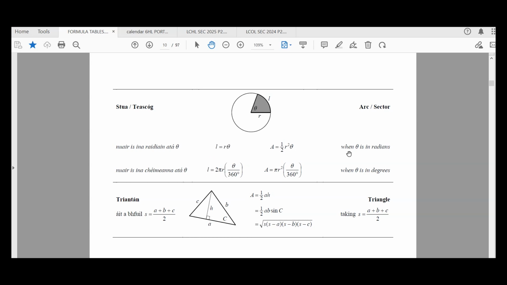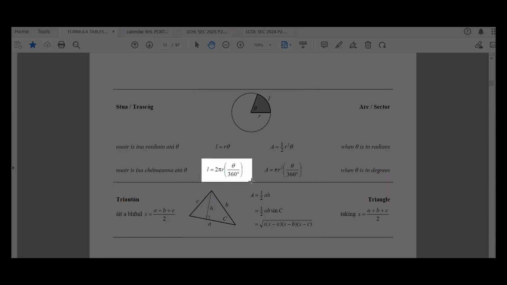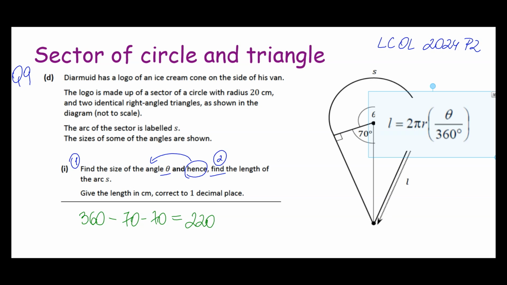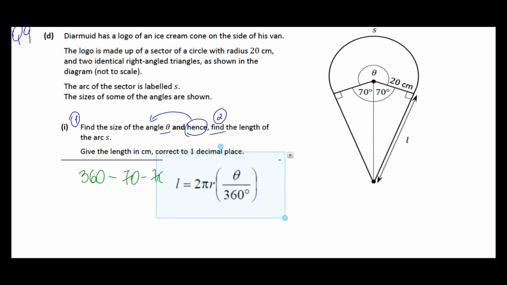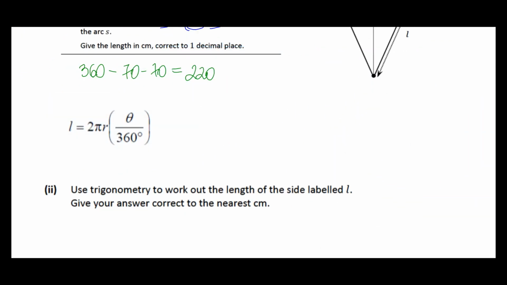Beside these two formulas is written when theta, meaning the angle given to us, is in radians. And the second two formulas are for when that theta, that angle, is given in degrees. Our angle is in degrees, so this is the formula we're going to use. Now, don't forget that when we have no sign between letters and numbers, we have a multiplication sign, isn't it? So in this case, our arc is not called L, it is called S.